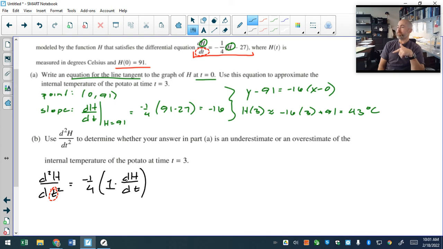So I do that. There's my second derivative. Sometimes they will tell you to find the second derivative in terms of h or in terms of t or something like that. I don't like leaving the dh/dt in the derivative. So since I know what dh/dt is equal to up here, I can now replace the whole dh/dt with what it is equal to. And so I'm going to have a more cleaned up second derivative: negative 1/4 of negative 1/4 is dh/dt, times h minus 27.